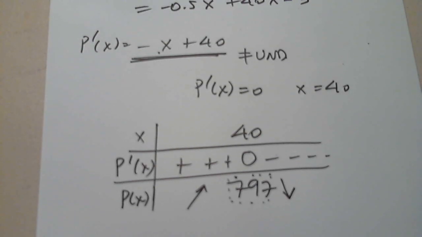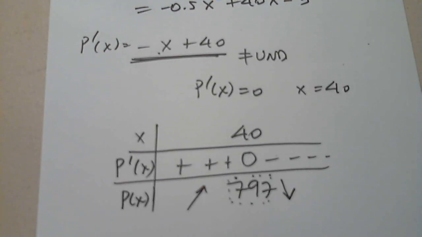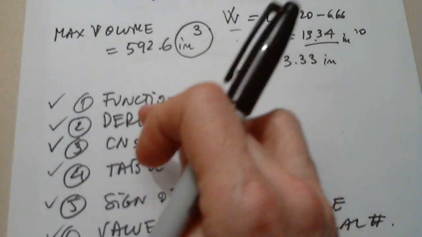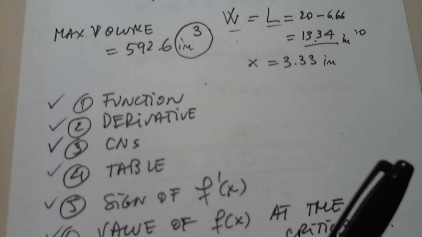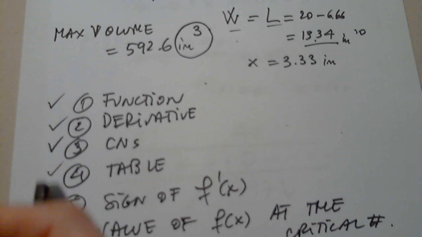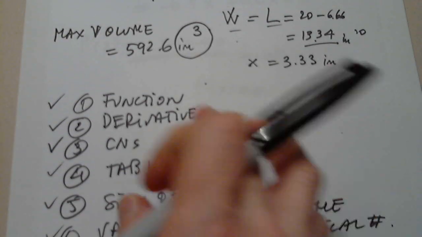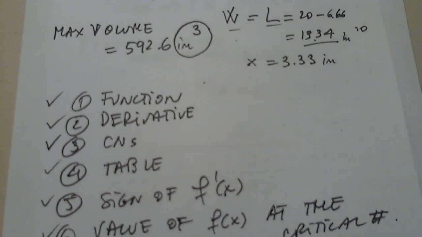So once you review the notes and you work on a couple of these problems, you'll never have a difficult situation, ever. So again, function, derivative, critical number, table, sign of the first derivative, and then plug it in. All these problems had the same sequence. Okay.